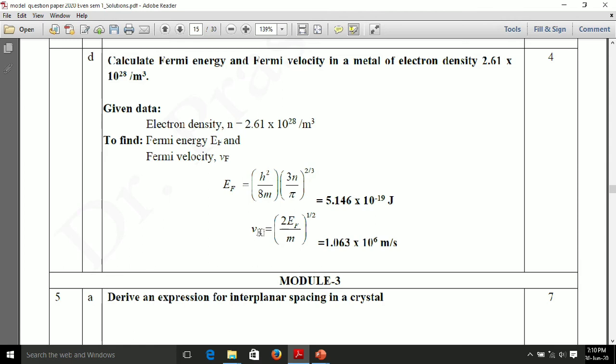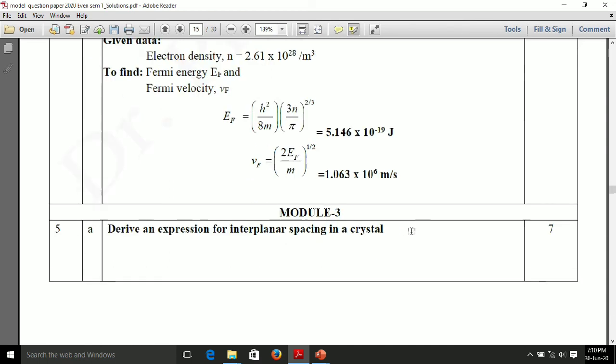Substitute the values and calculate it. And Fermi velocity will be calculated with this equation because the energy, that is Fermi energy, is given by the half m v square formula. On rearranging, you will get this equation and find the answer.